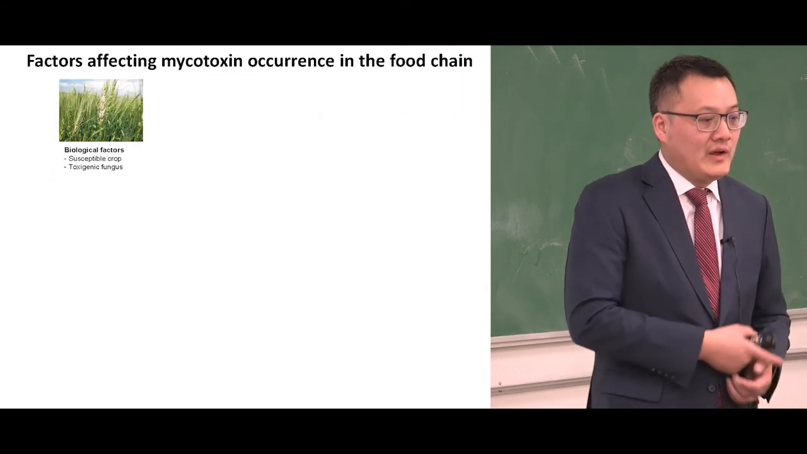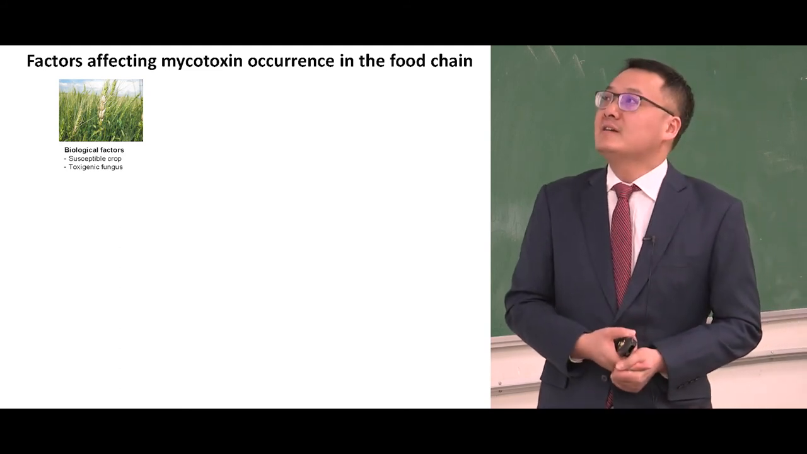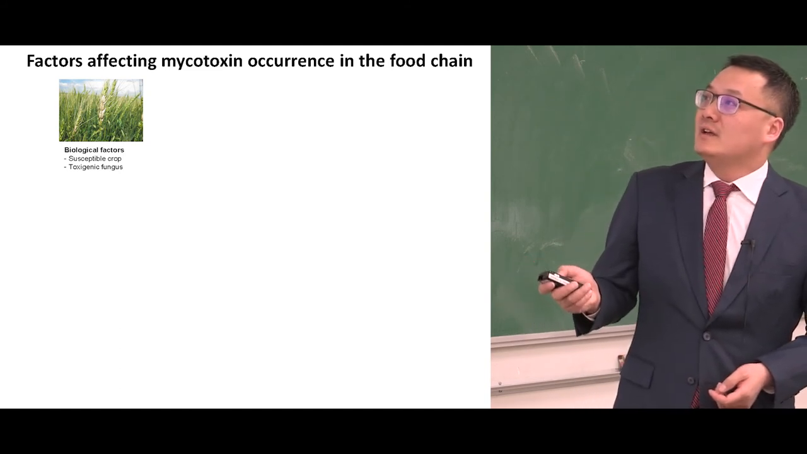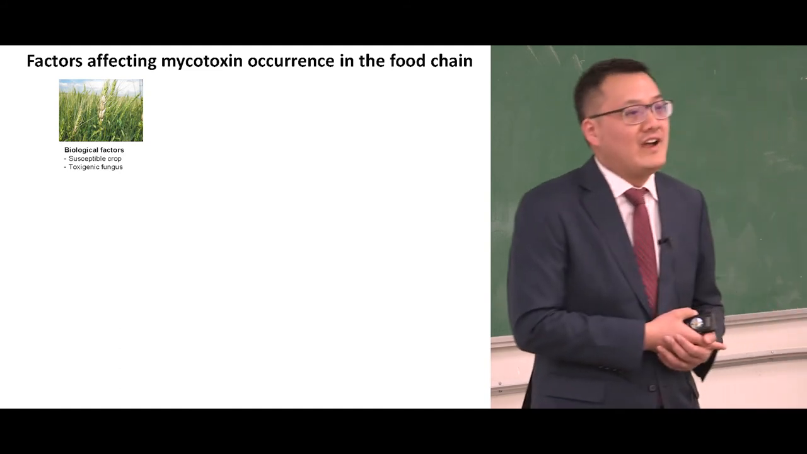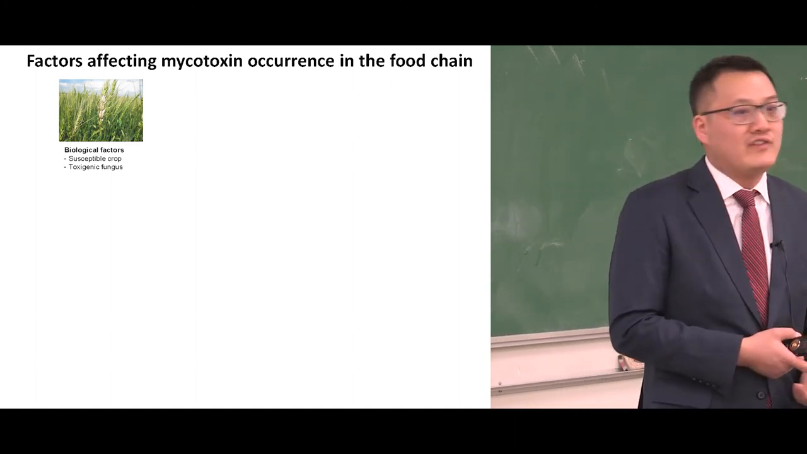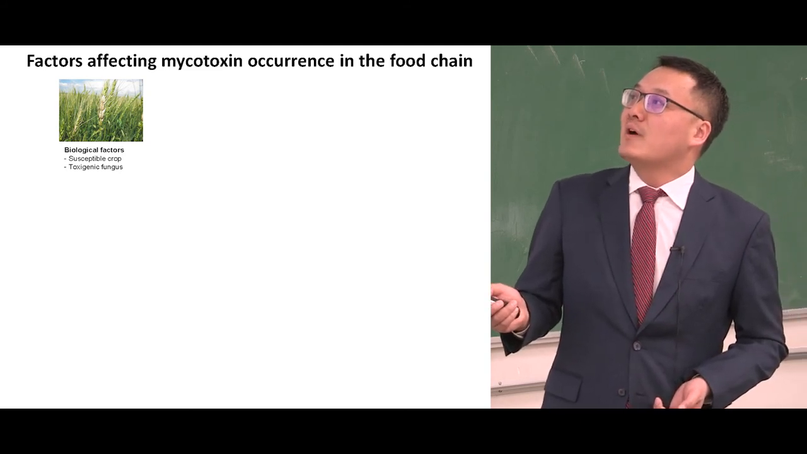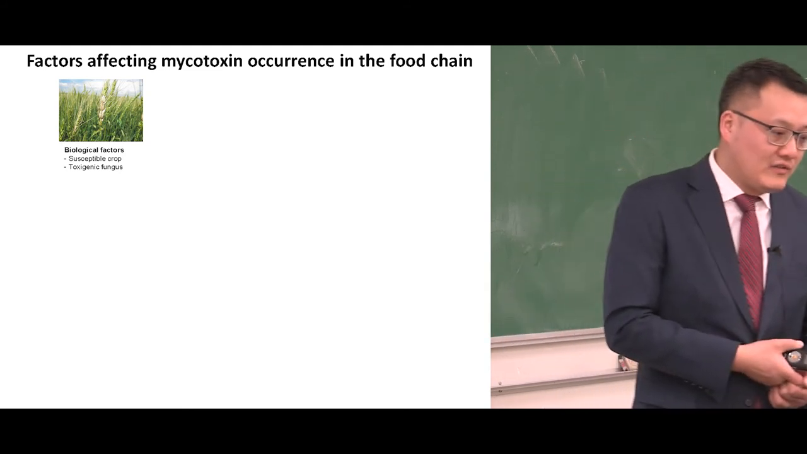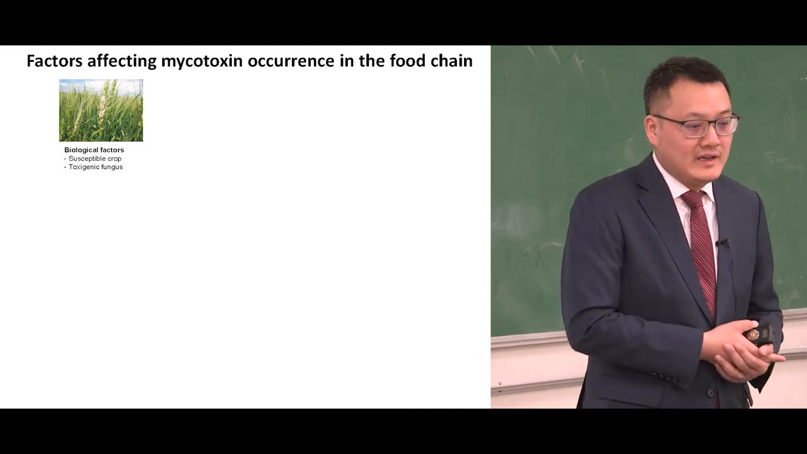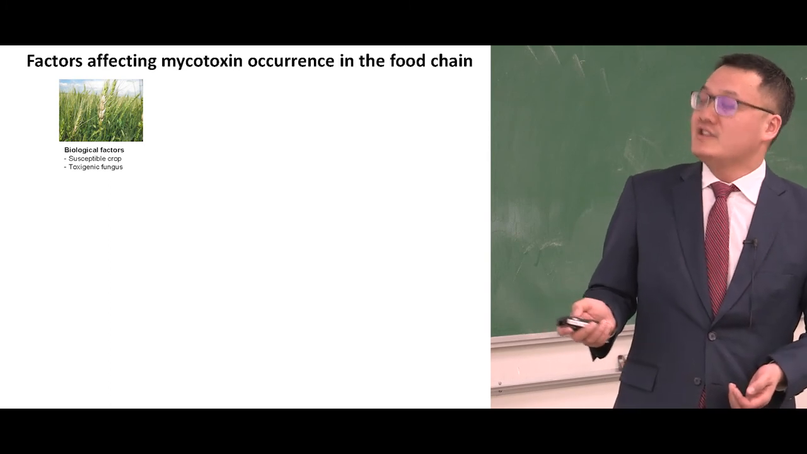And then we'll talk about the factors affecting mycotoxin occurrence in the food chain. The first part is the biological factor. For example, some crops are easily infected with fungi, and some crop varieties may be resistant to infection. So this can affect mycotoxin contamination as well. And also toxigenic fungal infection, like I mentioned with the three groups, mainly produces the mycotoxins that you find in the feed sample.